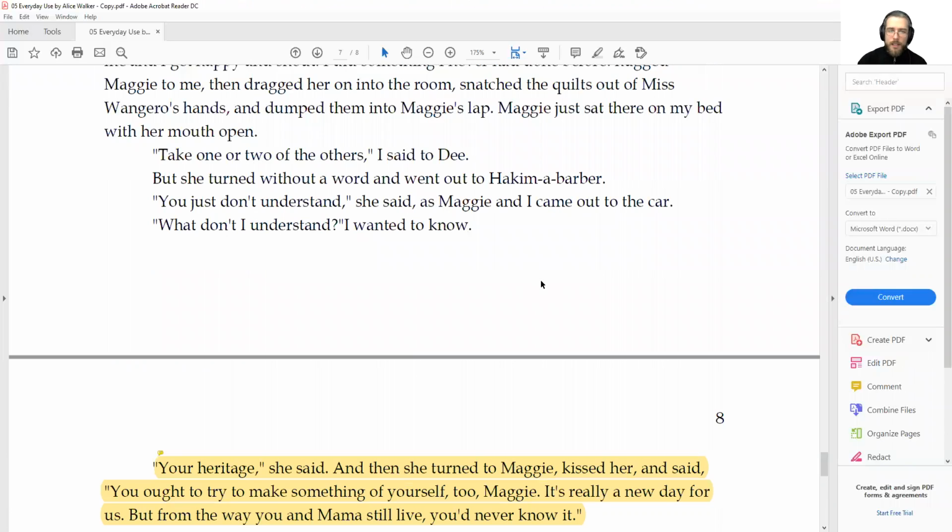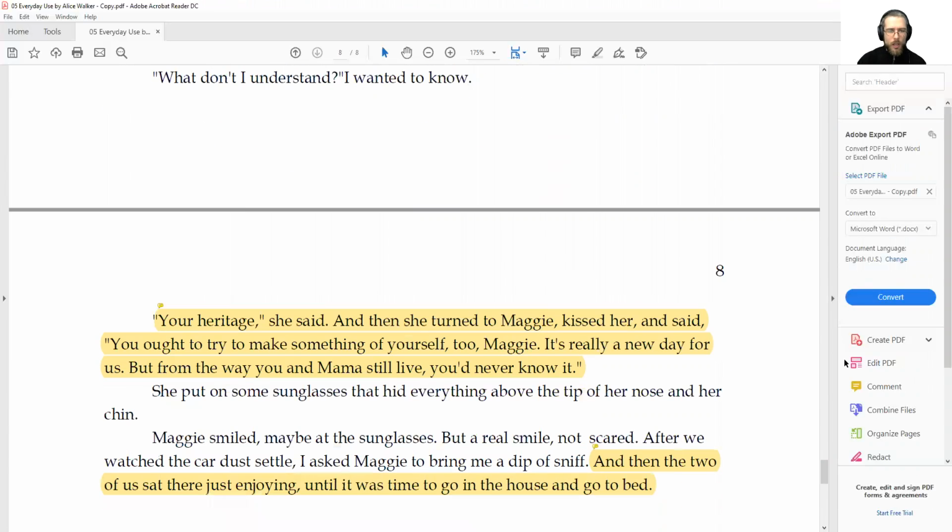Take one or two of the others, I said to Dee. You just don't understand, she said, as Maggie and I came to the car. What don't I understand? I wanted to know. Your heritage, she said. And then she turned to Maggie, kissed her, and said, you ought to try to make something of yourself too, Maggie. It's really a new day for us. But from the way you and Mama still lived, you'd never know about it.